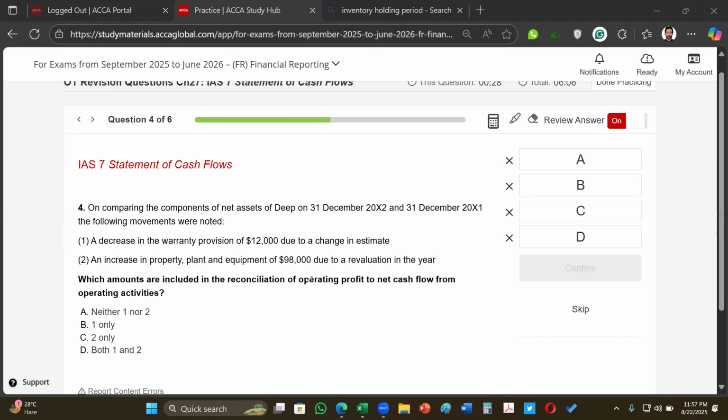So we only have to see what items would be included in the operating profit while calculating the cash flow from operating activities. The first one is a decrease in the warranty provision due to change in estimate, and the other one is the increase in property, plant, and equipment of 98,000 due to revaluation in the year. Which values would you include in the cash flow from operating activities? Yes, I'm going to give you this chance.